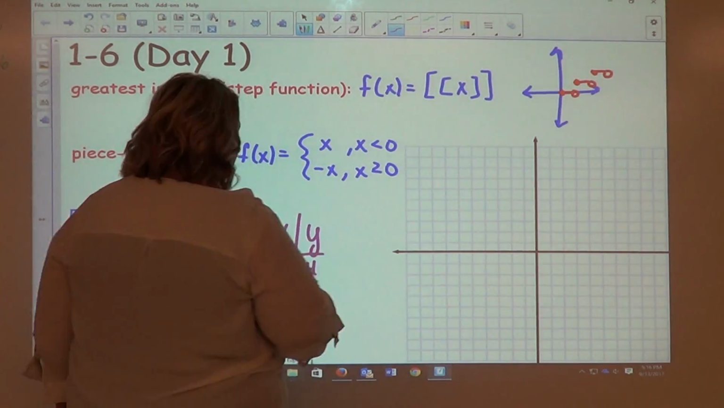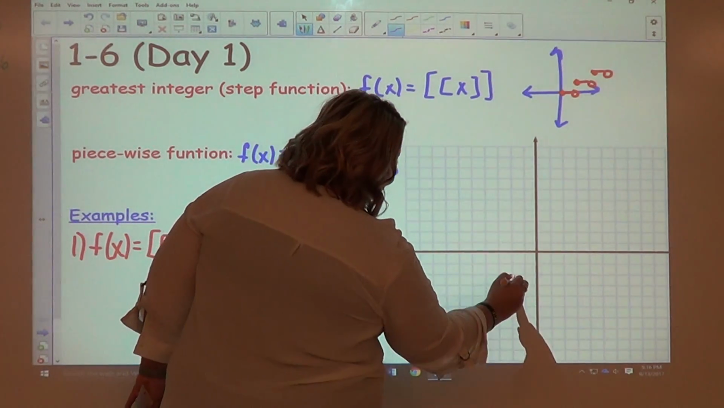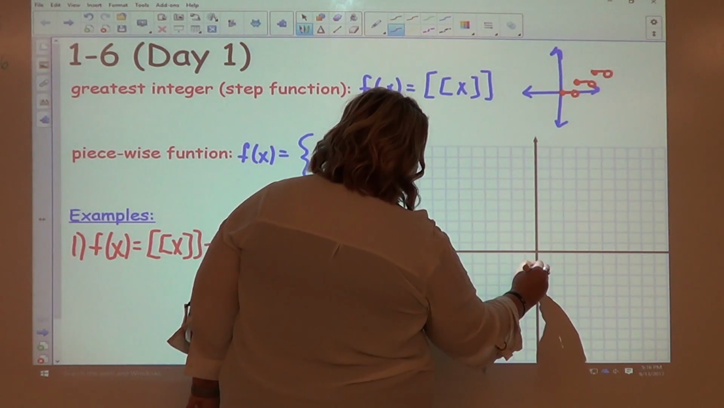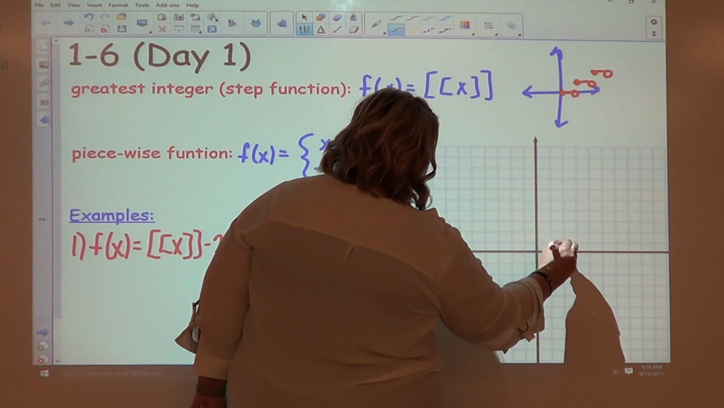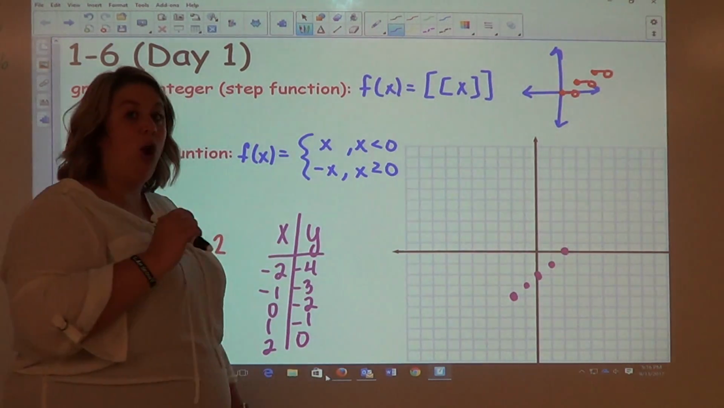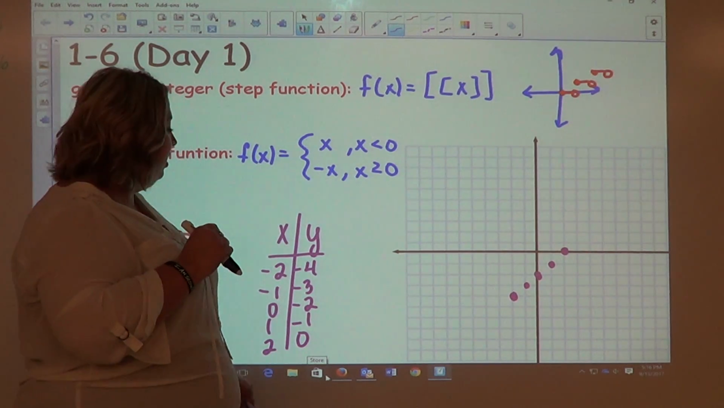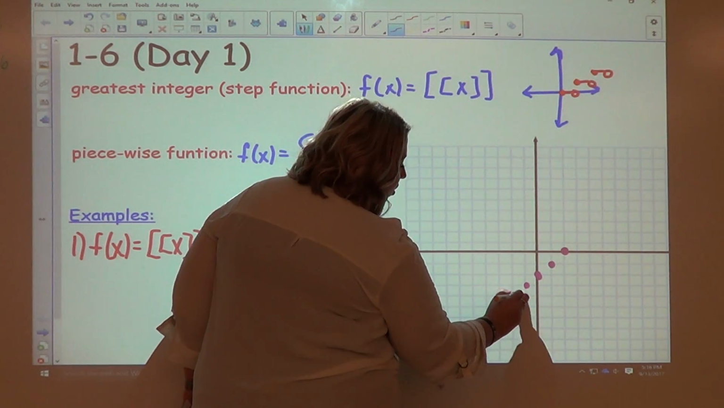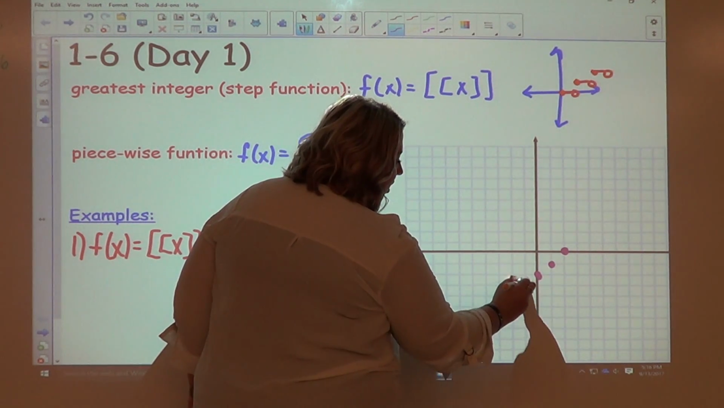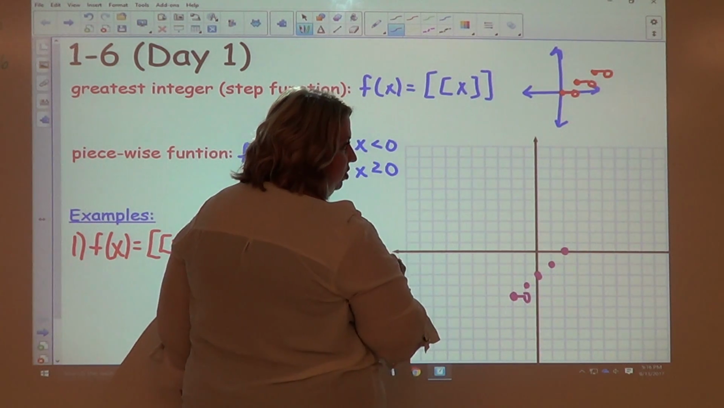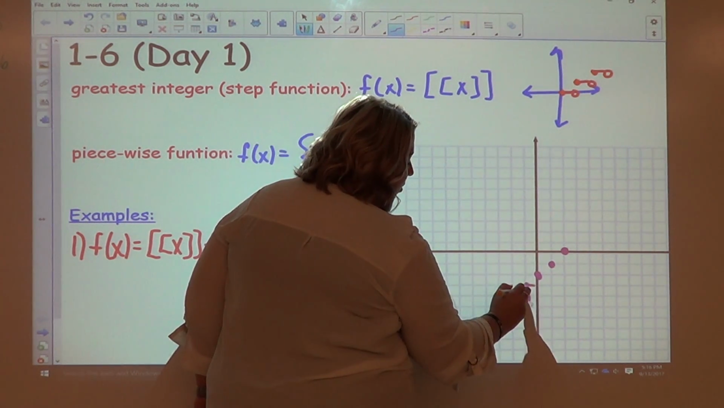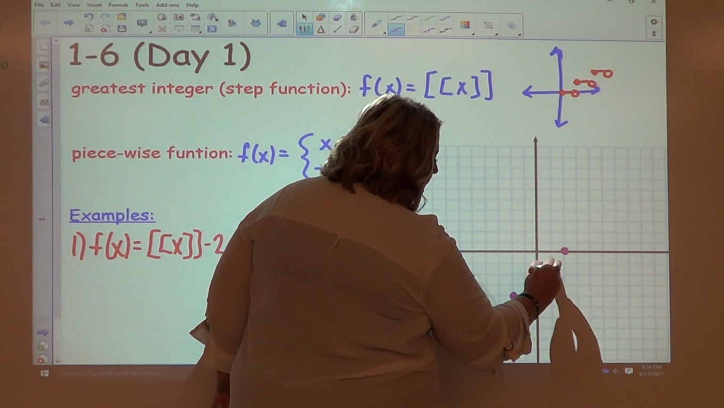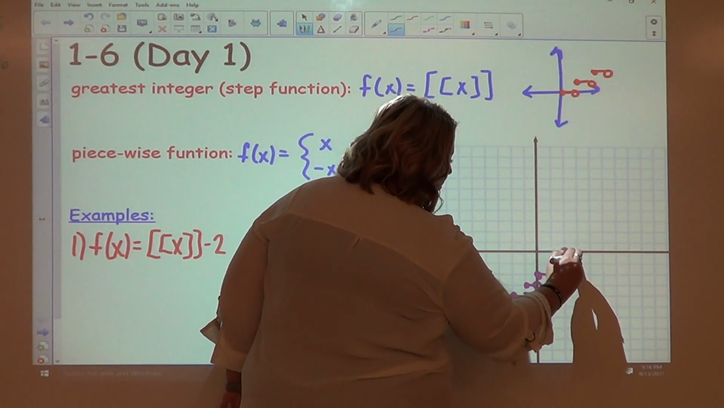So when you go to graph this, you're going to plot your points. So -2, -4, -1, -3, 0, -2, 1, -1, and 2, 0. You'll notice I made all of those points solid. Then what you're going to do is make steps. So this is going to go straight across till I get to the next point where it steps up, and I'm going to make an open circle. This one's going to go straight across to where it should be, make an open circle. So every time you get to where it's going to step up, you're going to make an open circle.